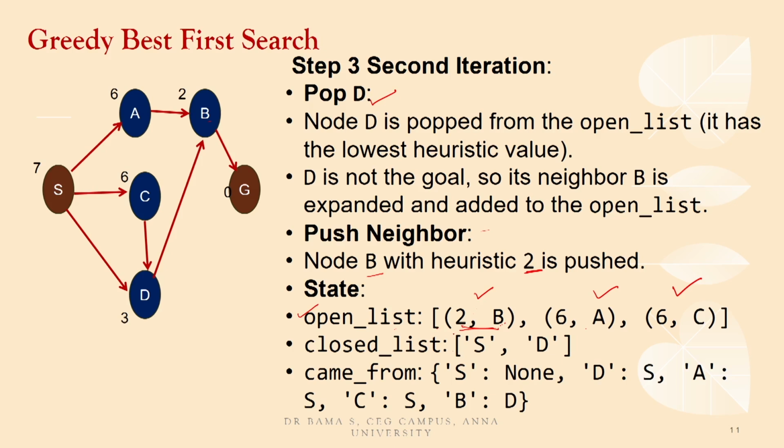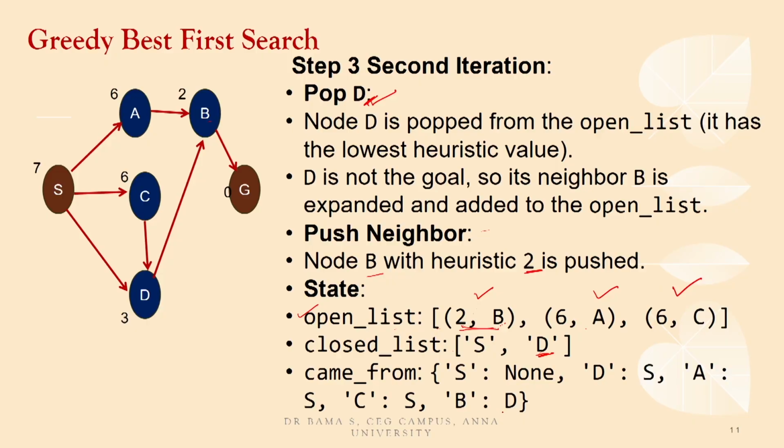Now, the closed list, suppose we have popped D, we have visited, that D will come at this stage. Now, the came from will have S none, D S, the same thing where we had until C S, and extra that we have from this iteration is D. For D, the child is B. So, B's parent is D, that we are specifying here. So, this is the second iteration.